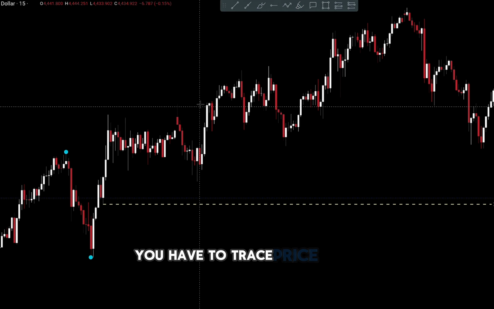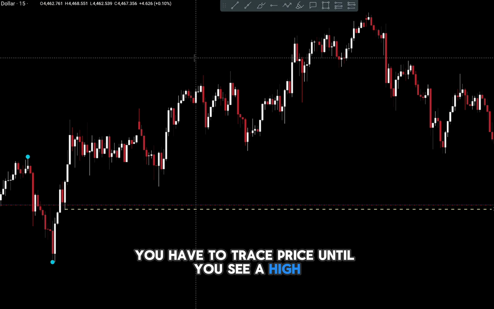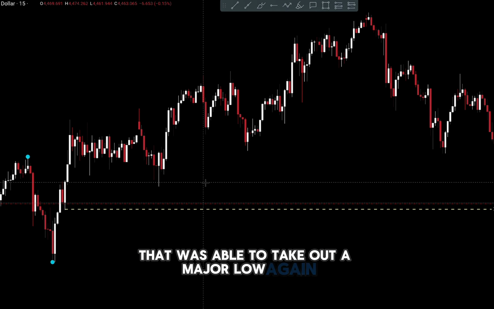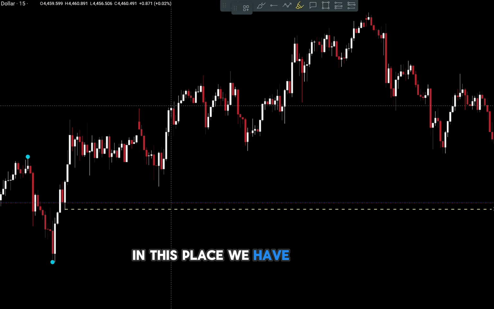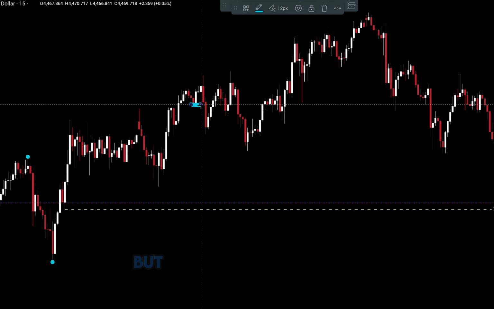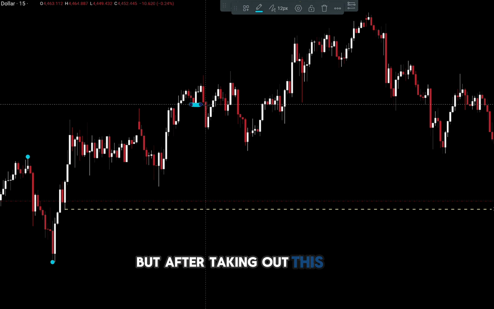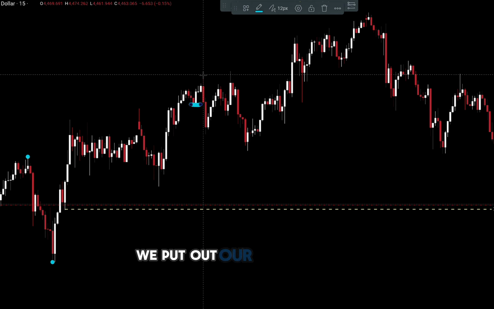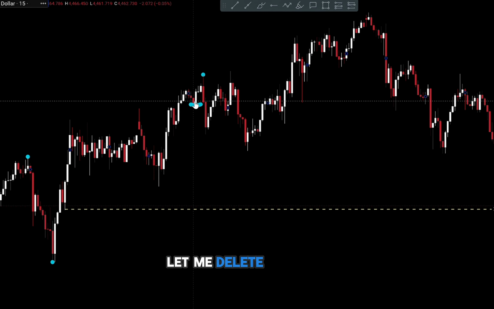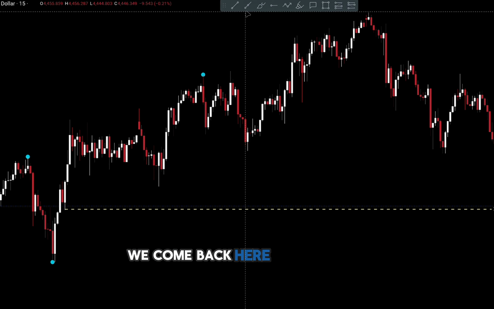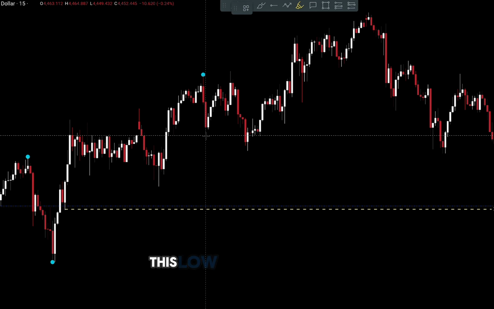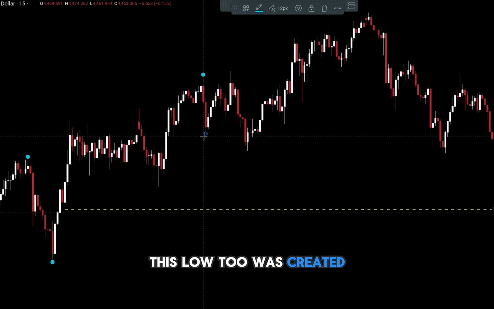You have to trace price until you see a high that was able to take out a major low again. In this place, we have this high here that was able to take out this low, but after taking out this low, we put out our high here, and then we come back. Let me delete this. We come back here and trace it to the low. This low too was created.